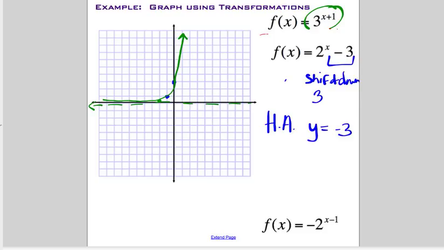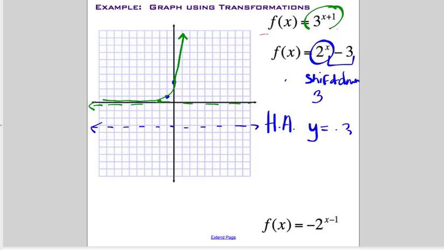So for this graph, we have a horizontal asymptote at negative 3. And again, that's because 2 to the x will never be 0. It'll get really close. So when it gets really close to 0, say it hits 0, minus 3, negative 3 is the value that it'll get really close to.